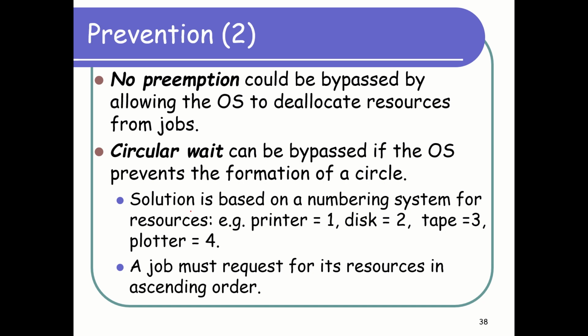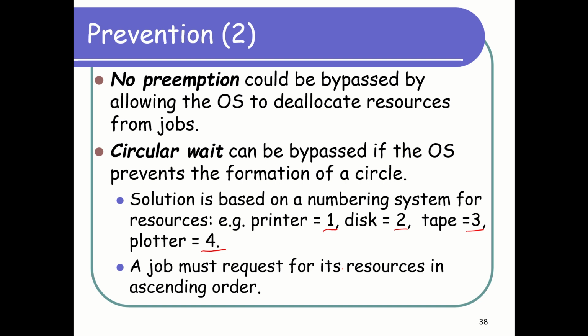The solution is based on a numbering system for resources: printer is resource 1, disk is resource 2, tape 3, and plotter number 4. A job must request its resources in ascending order. So printer must come first, disk second, tape 3, and plotter number 4.